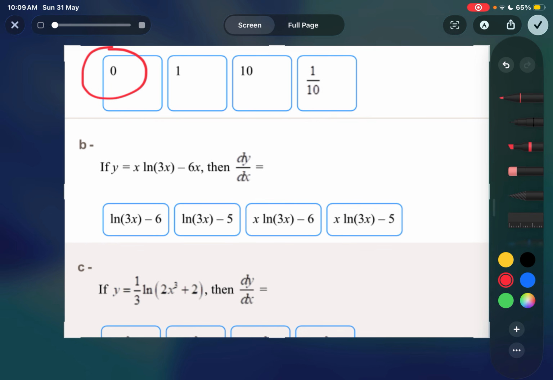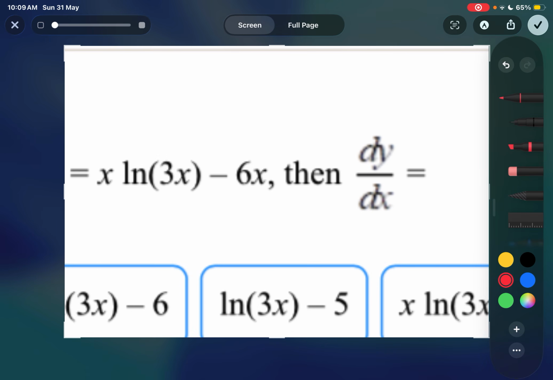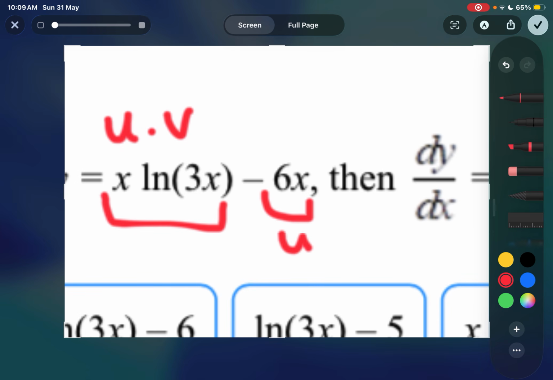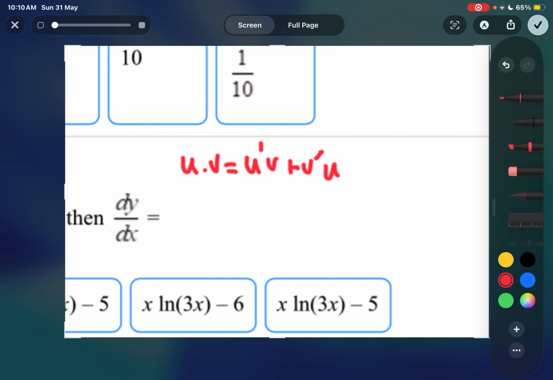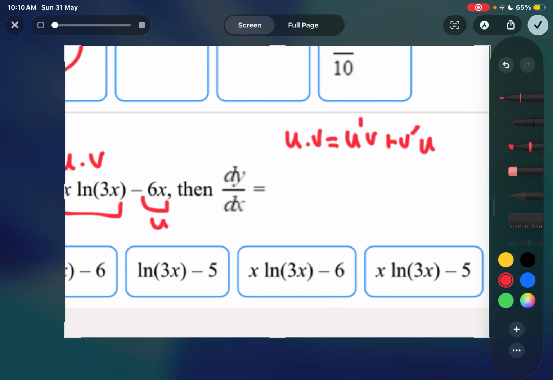For part B, they give you y equals x ln 3x minus 6x. They want the derivative. So first, you look: x ln 3x looks like u times v, right? And this is a constant by itself. You know that the derivative of u times v is u prime v plus v prime u. So what you do here is take each one.